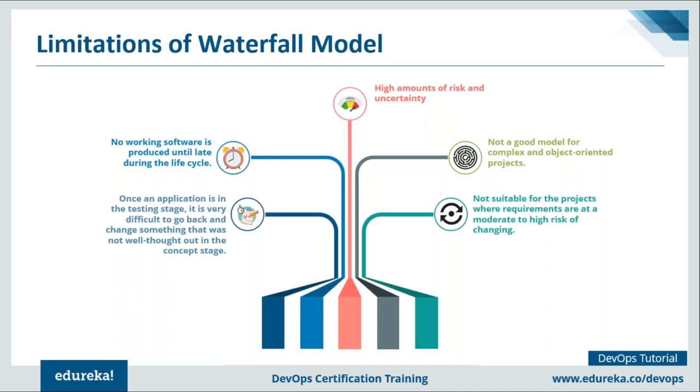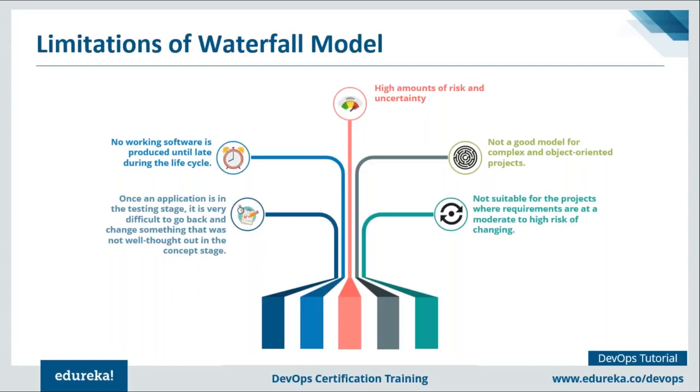There's a lot of risk and uncertainty. And imagine if you have upgraded some software stack in your production environment and that led to the failure of your application. Now to go back to the previous stable version used to also take a lot of time. Now, it is not a good model for complex and object-oriented projects, and it is not suitable for the projects where requirements are at a moderate to high risk of changing.